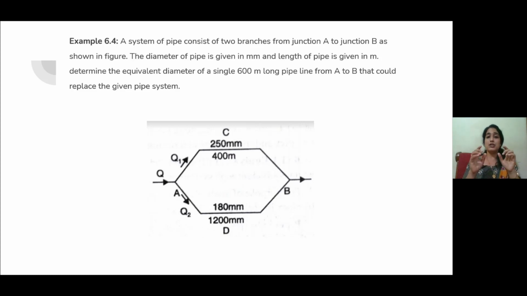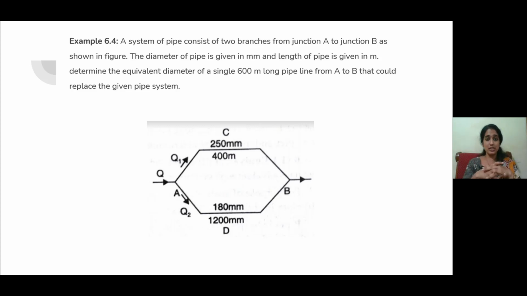In the figure, it is given that the pipe circuit, that is the path ACB, has a 250 mm diameter and a total length of 400 meters. And the path ADB has a 180 mm diameter and 1200 meter length. The only given criterion for the equivalent pipe system is the length, that is 600 meters.